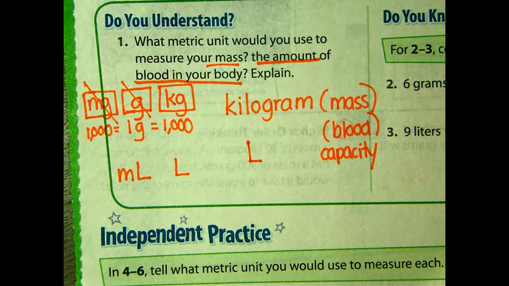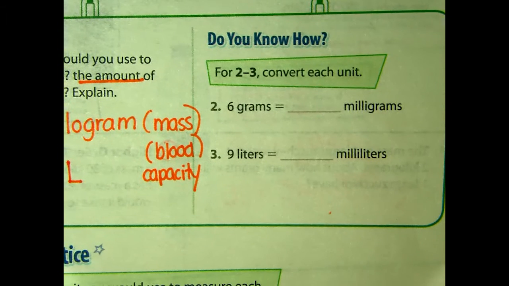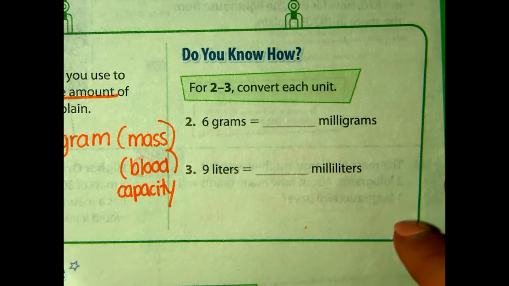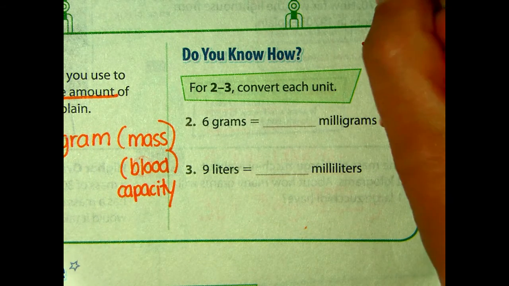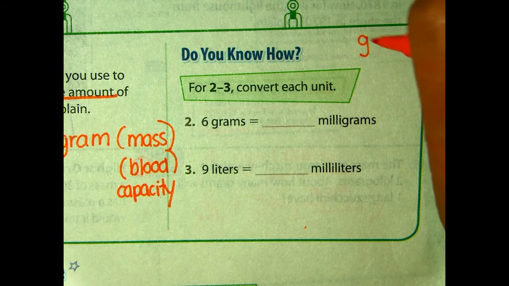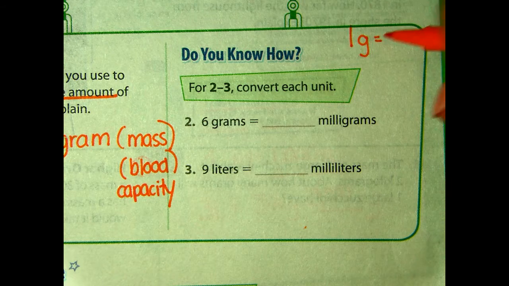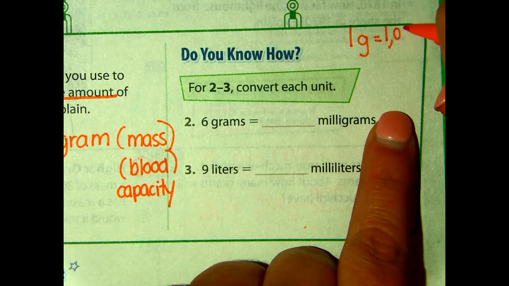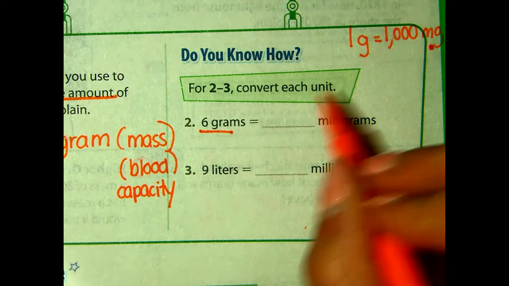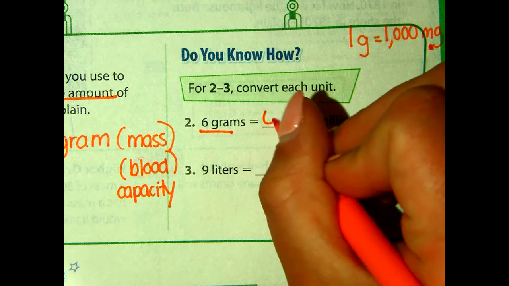Let's look at problems 2 and 3. We have to convert each unit. So 6 grams is equal to how many milligrams? Well, we know from our reference sheet that in the middle, we have grams, correct? And we learned on that reference sheet that 1 gram is equivalent to 1,000 milligrams, right? These are smaller than a gram. Well, if I know that, then I know that 6 grams would be multiplying by 1,000 and equal 6,000 milligrams.